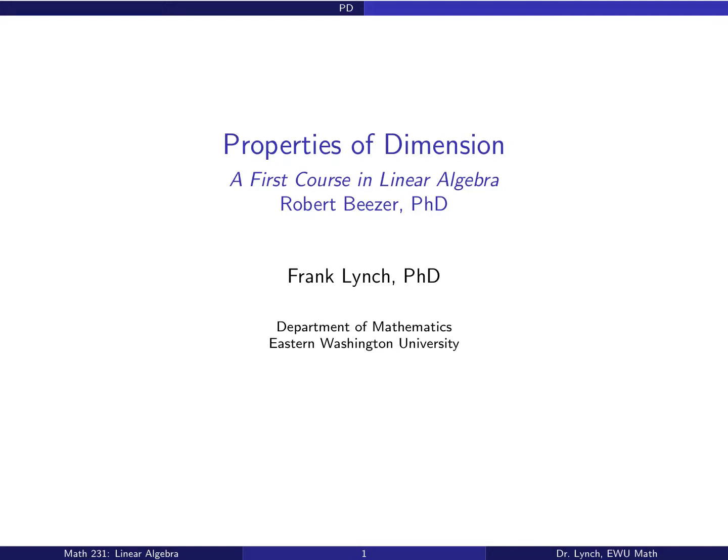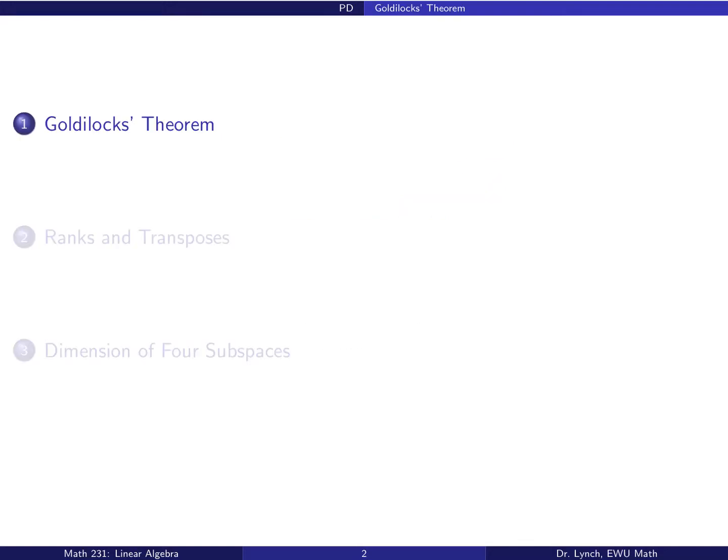Welcome folks, a video today on properties of dimensions. So last time we saw that the dimension of a vector space is the number of elements in the basis. So today we'll see some properties of that dimension, including the Goldilocks theorem, some properties of dimensions of ranks and transposes, and then we'll close with a dimension of the four subspaces.